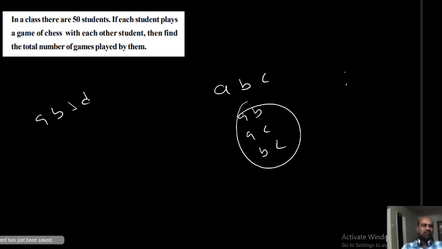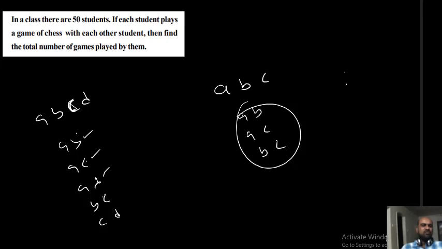A, B, C, D are 4 persons. You want to make a game of 2. How many games? AB, AC, AD, BC, CD, that's 5. One more game is missing. Actually, the number of games is 4C2. What is the value of 4C2? It is 6 only.